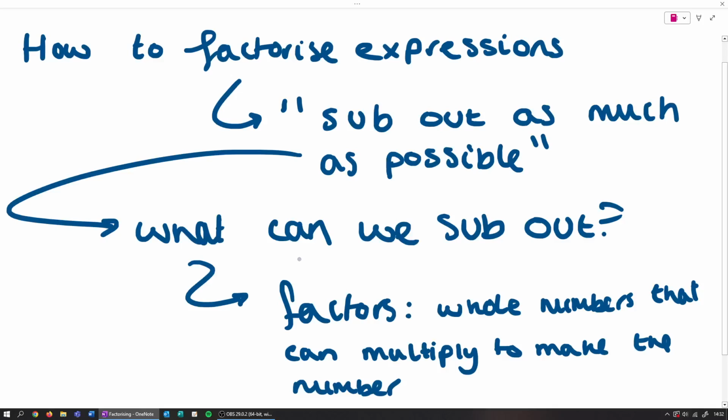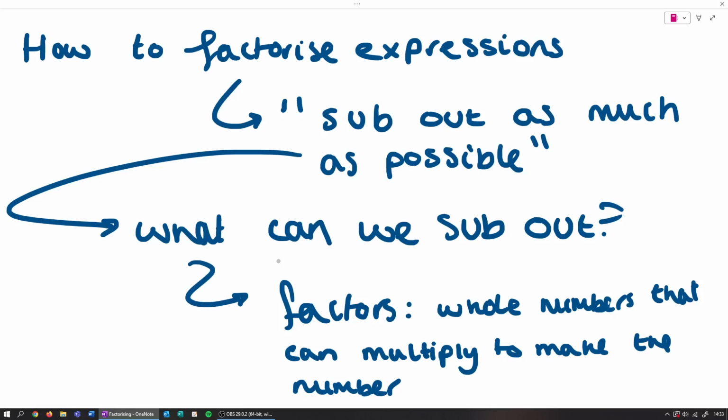This video is going to cover how to factorise expressions. So what does factorise an expression mean? Well, it means to sub out as much as possible, and the purpose of this is to neaten up the expression by putting it in a form that makes it easy to manipulate. So I'll show you what I mean by that at the end.